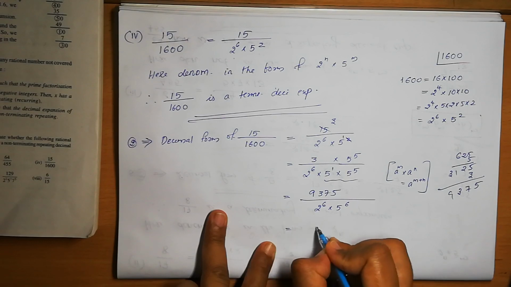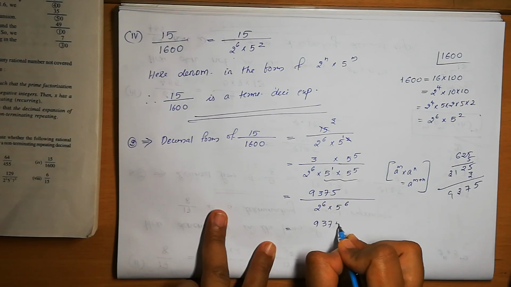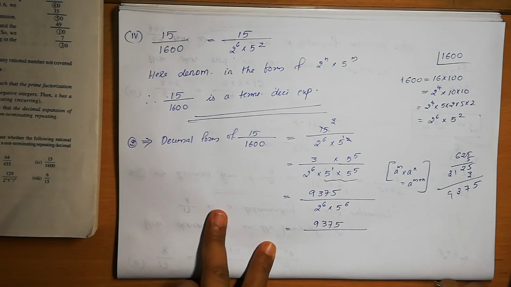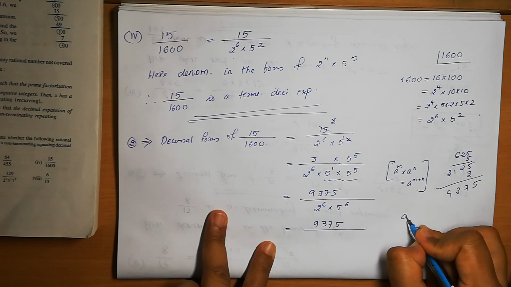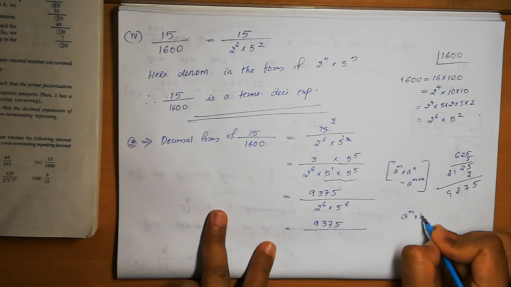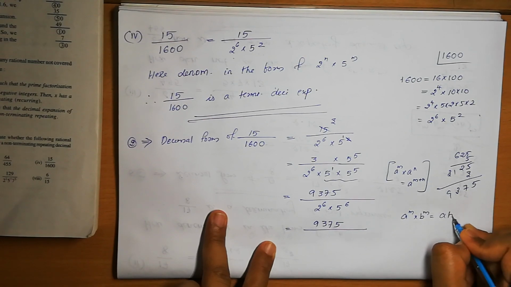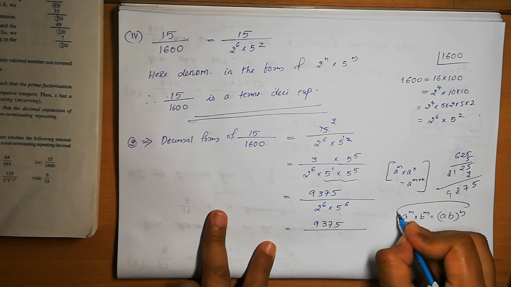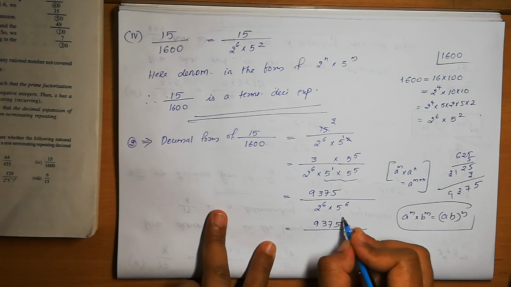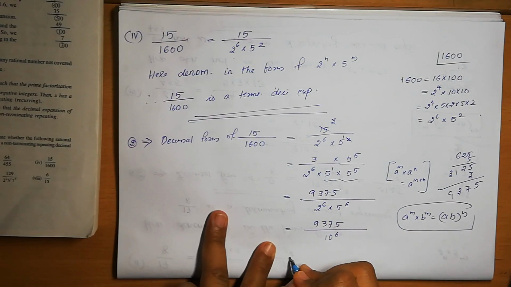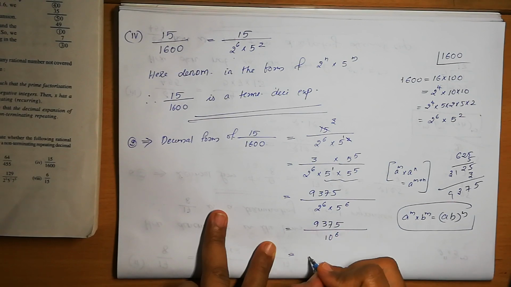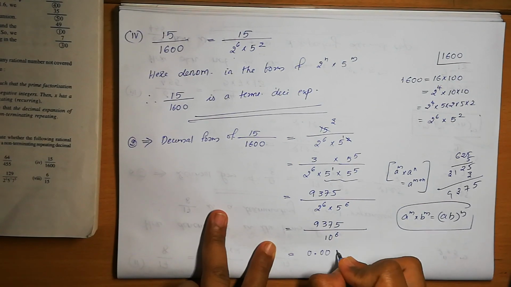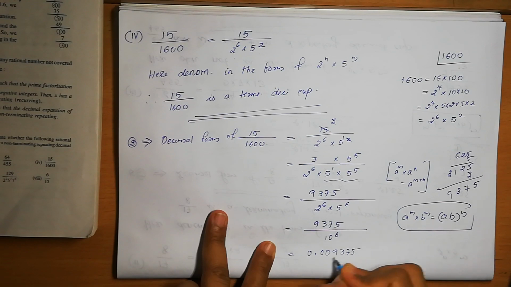That means 9375 divided by this one. Identity: a raised to m into b raised to m equals ab raised to m. That means 5 into 2, 10 power 6. That means 6 points we need to put back: 1, 2, 3, 4, 5, 6. That means 0.009375 is the answer.